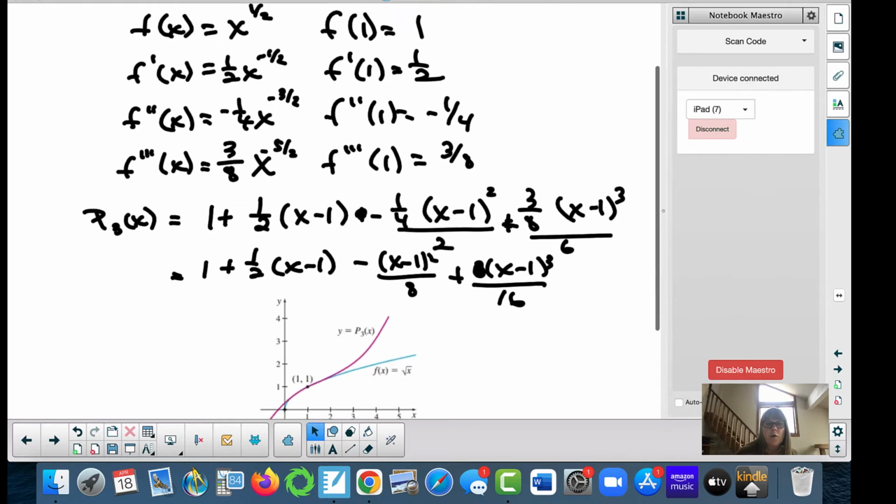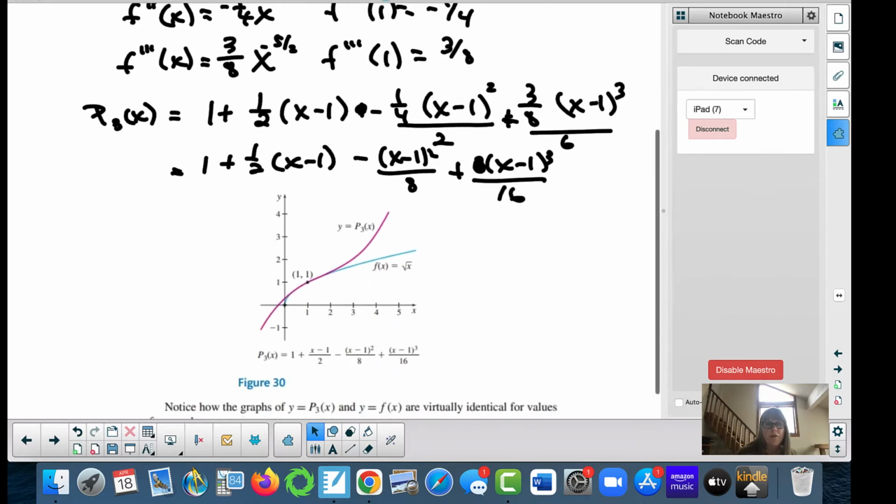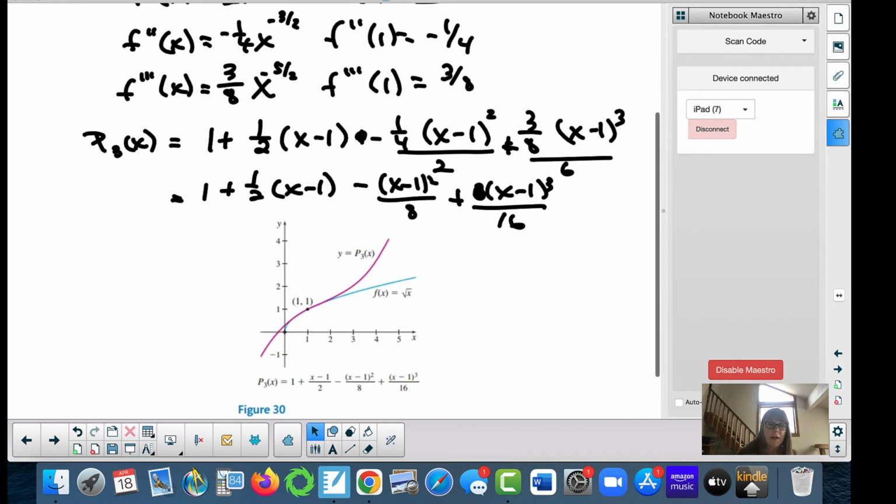And if we look at a graph of that polynomial, along with a graph of square root of x, this is our square root of x graph. This is our third degree Taylor polynomial. So very close at 1 and a little bit past 1 on either side.